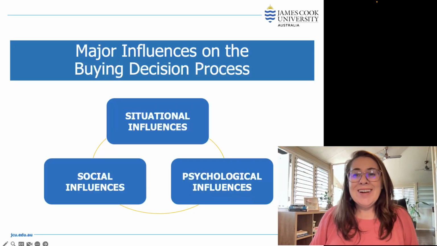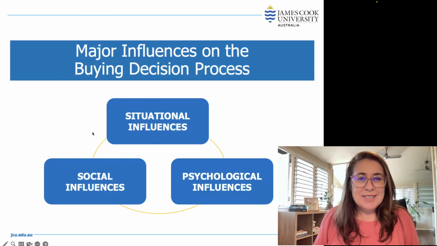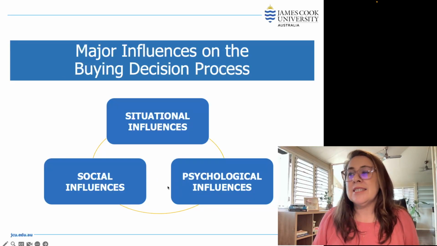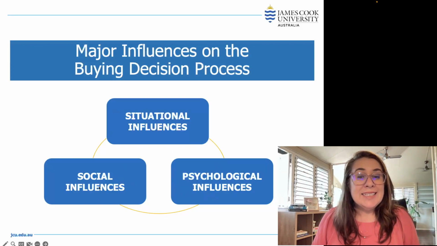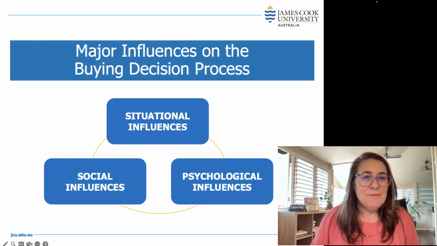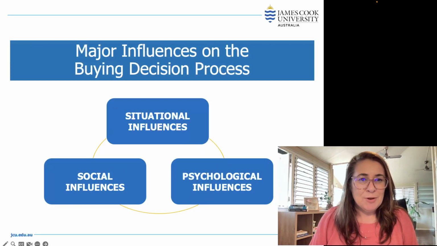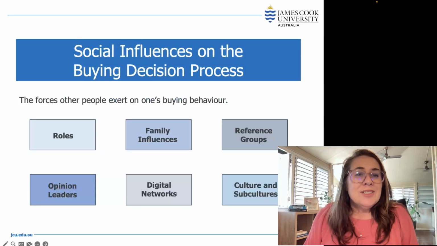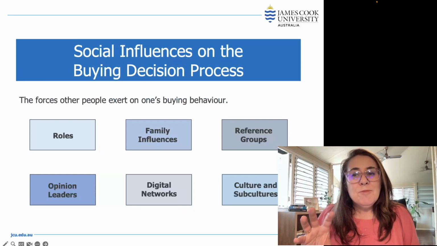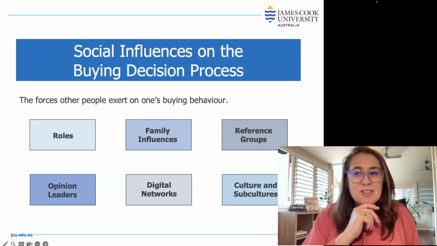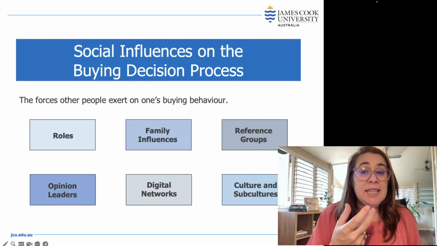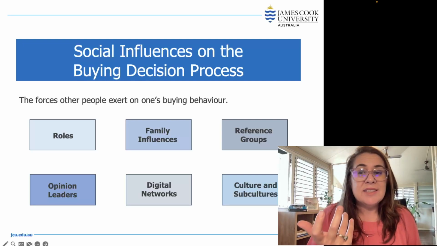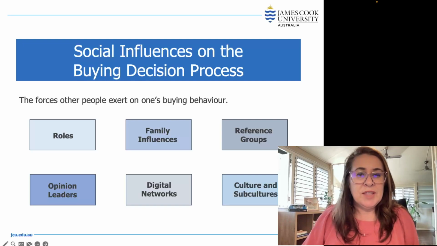So, oh my goodness, we have now looked at the situational influences. We've now looked at the psychological influences. Let's now finally look at the social influences that impact on the buying decision-making process. Social influences are the forces that other people exert onto our consumer decisions. This can be influenced by a person's role, for example, their family. It could be their reference groups, opinion leaders, digital networks, cultures, and subcultures. And we're going to look into those a little bit further now.